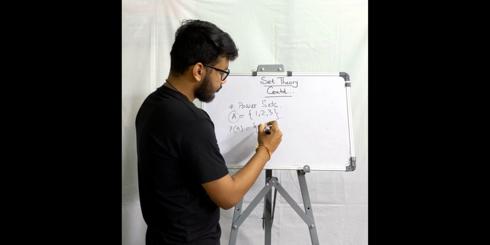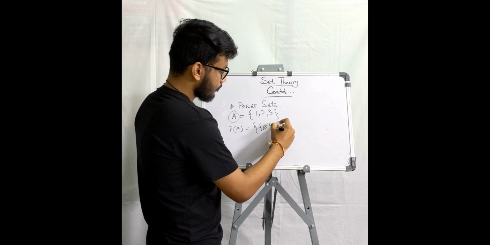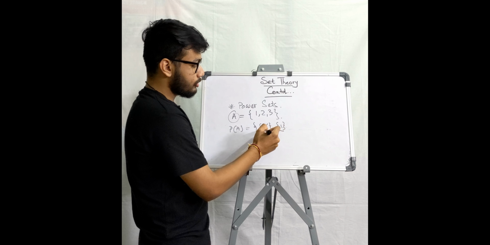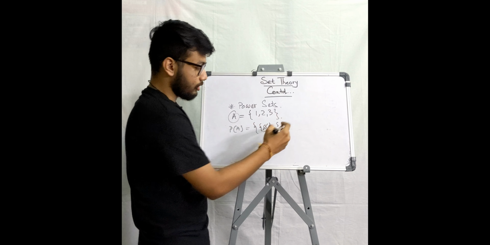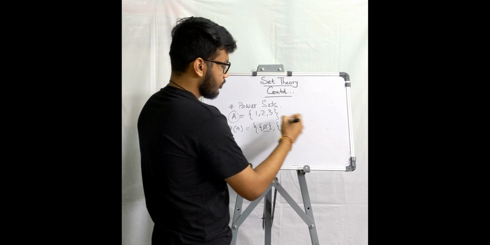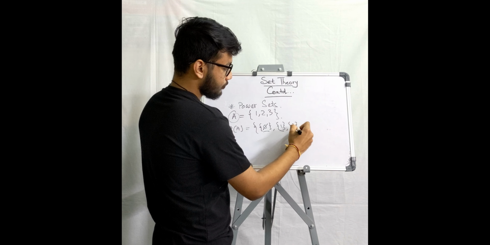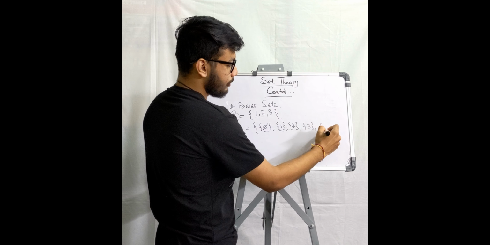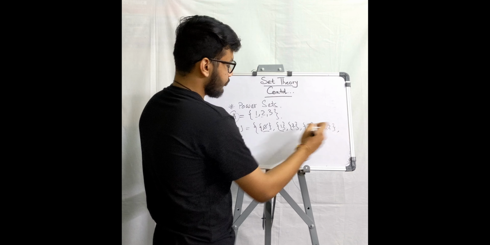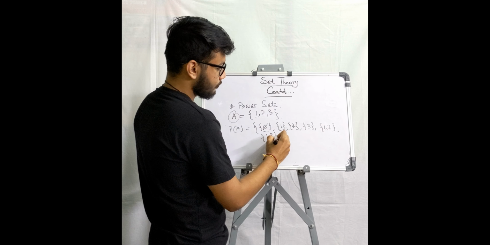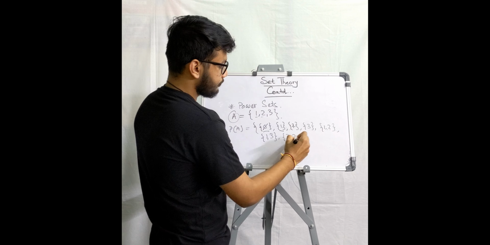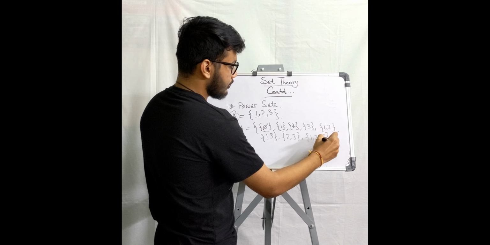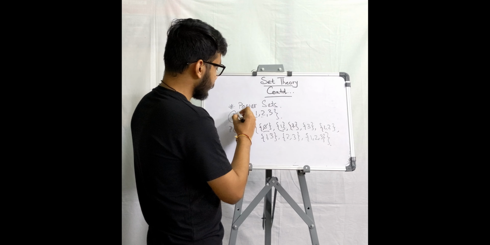So you have to write phi, and everything has to be in a set format. So if you write phi, it has to be inside a set. 1, it has to be inside a set, then 2, then 3, then we have 1, 2, it's also a combination, then we have to write 1, 3, then you have to write 2, 3, and finally 1, 2, 3. So this is nothing but the power set of this particular set A.